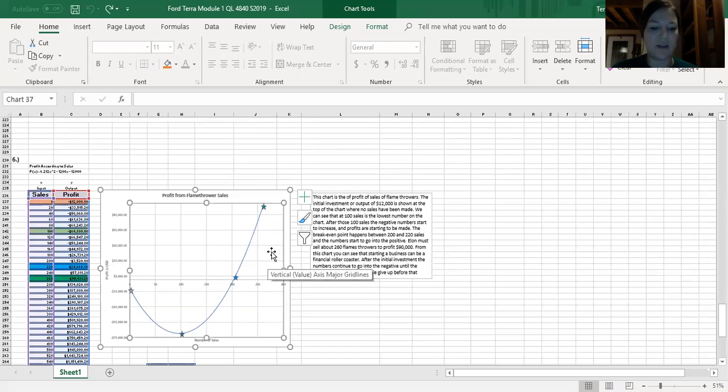From the chart, you can see that starting a business can be a financial roller coaster. After the initial investment, the numbers continue to go into the negative until the break-even point, and most people do give up before that point is reached. That concludes my report on all the information in the Excel spreadsheet.